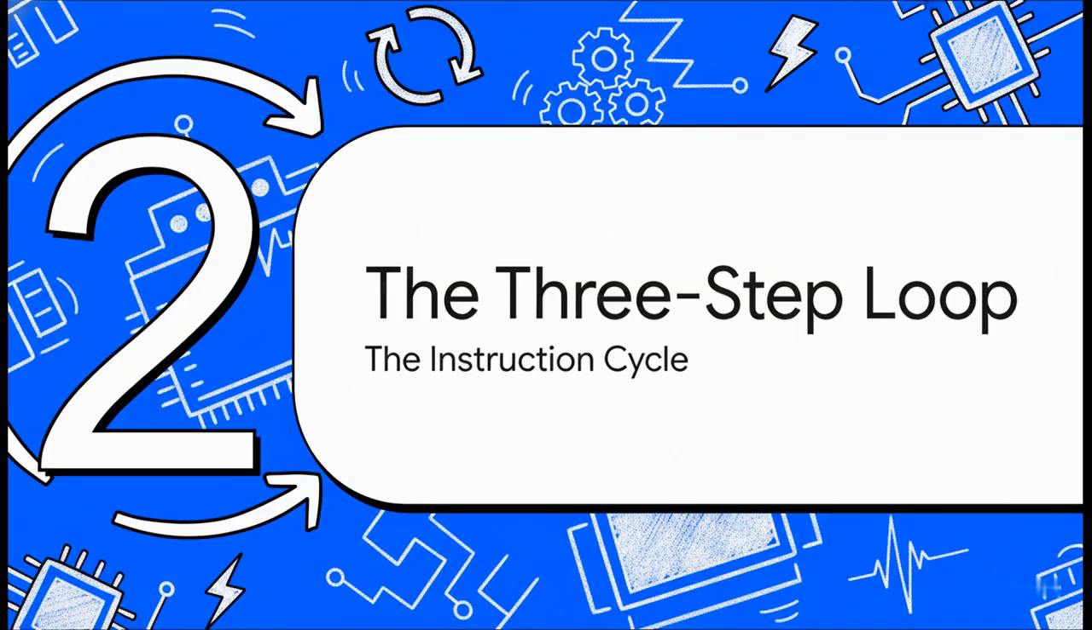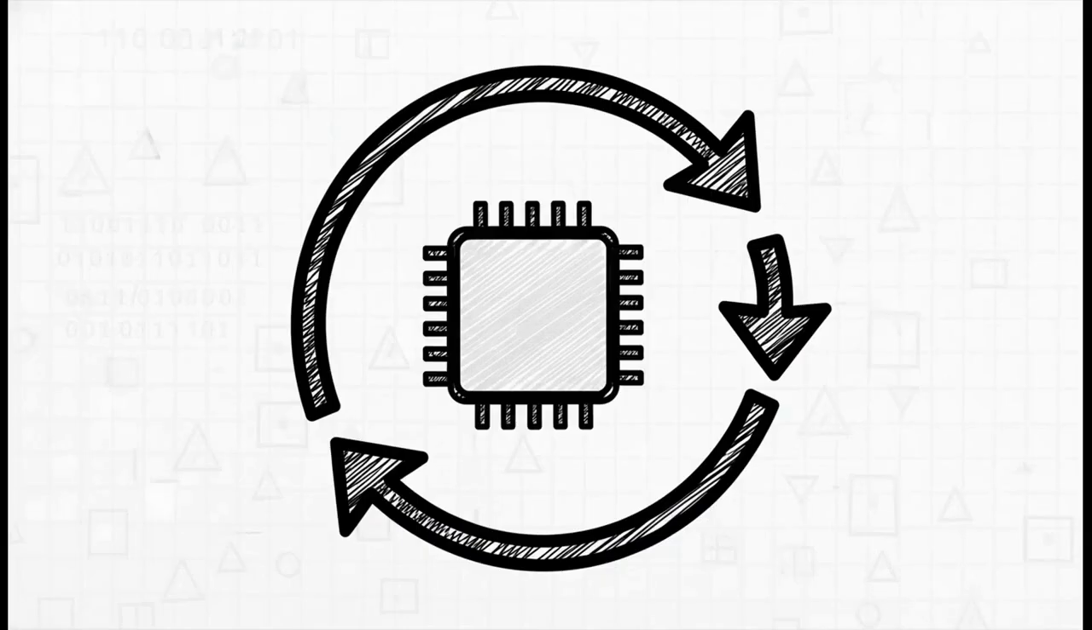We're going to look at the fundamental process that a CPU runs over and over and over, millions of times a second. It's called the instruction cycle, or what I like to call the three-step loop. So here's the thing. At its very core, everything a computer does boils down to a constant, never-ending loop. It just follows the same basic set of steps again and again for every single instruction it receives.